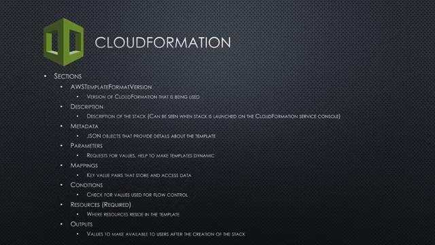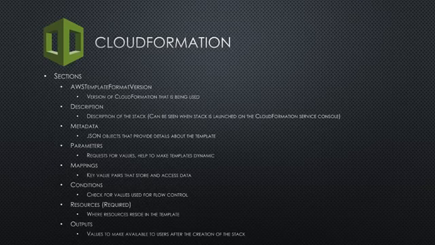So maybe I create a parameter that says, is this a dev stack, a QA stack, or a prod stack? And in my conditions section, I might say, if this is dev, then use the following 3 images from the mapping section. Or if this is prod, use different ones. So I can control what my stack is building dynamically based on the parameters and the mappings and the conditions.